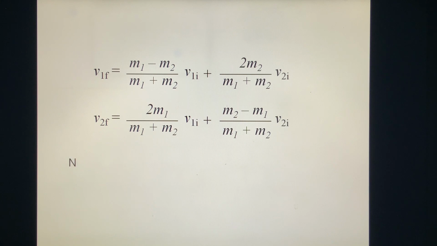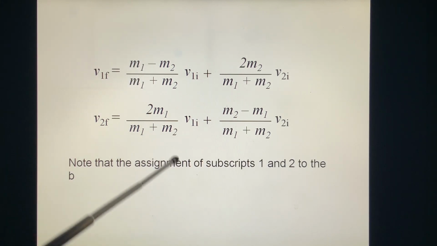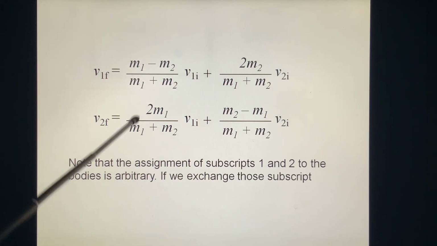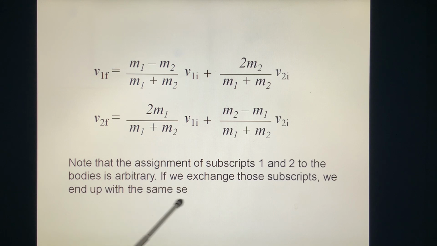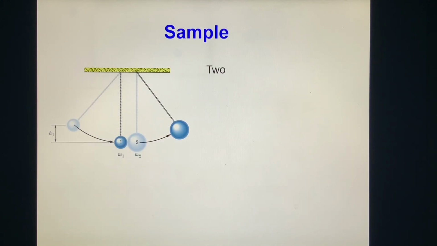Now this is the answer. Notice that the assignment of subscripts 1 and 2 to the bodies is arbitrary. If we exchange those subscripts, we end up with the same set of equations. So there's symmetry.